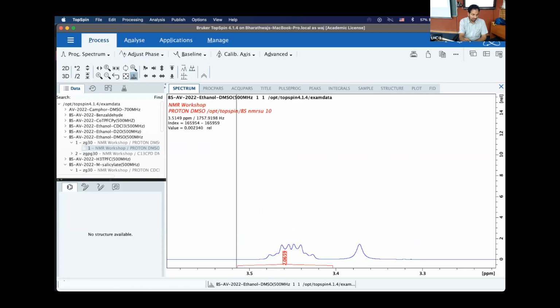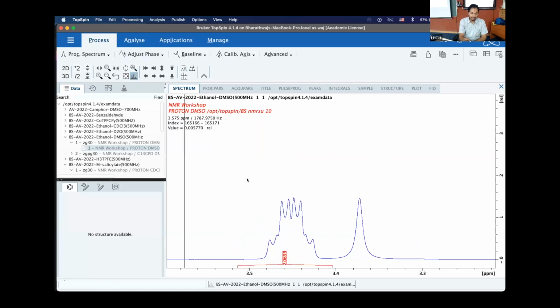Let me zoom in here. And what you see here is a little more complicated. You expected a quartet, but now that quartet is further splitting into something else. Do you guys see that? The resonance that's present here is from the residual water that's present in DMSO. Unfortunately, deuterated solvents are hygroscopic in nature, so they start absorbing water from the atmosphere, not from moisture. So if your solvent is not very clean, you will see D2O, H2O peaks present, and that's what is coming here. So this is some contamination.